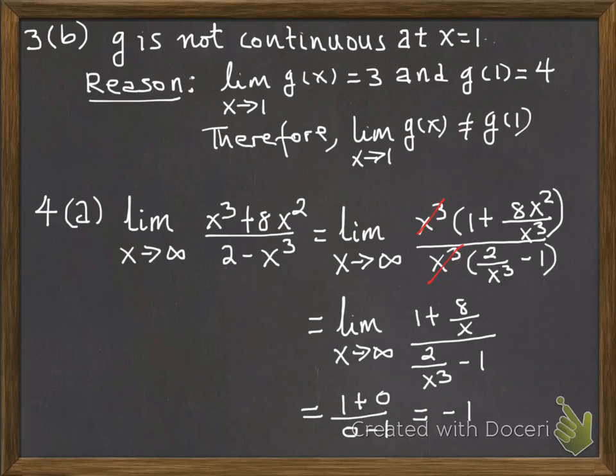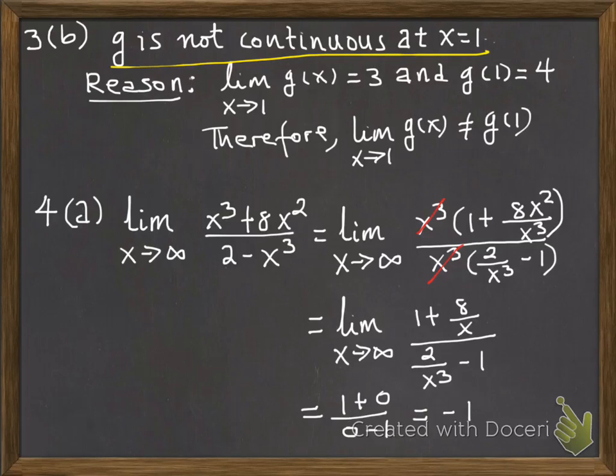Okay, so 3b. In this case, it asks at what point the function is not continuous. So the only point where the function is not continuous is at 1. Most of you got this answer, that the function is not continuous at this point, but the problem is how you justify that g is not continuous.